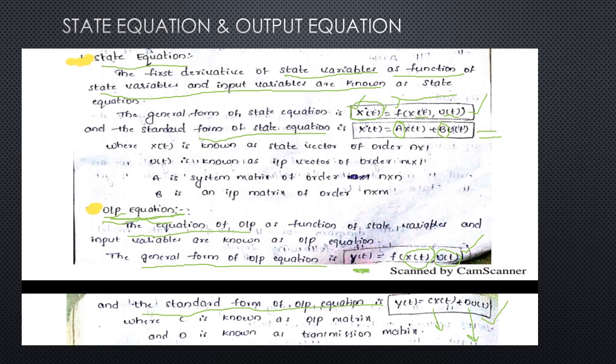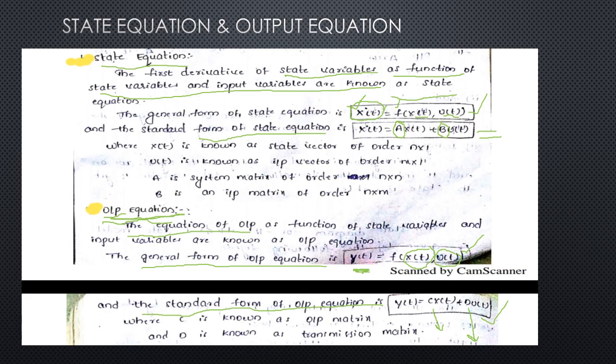And the next point we have to remember is output equation. The equation of output as a function of state variables and input variables is known as the output equation. The standard form of output equation is y of t is equal to C into x of t plus D into u of t.